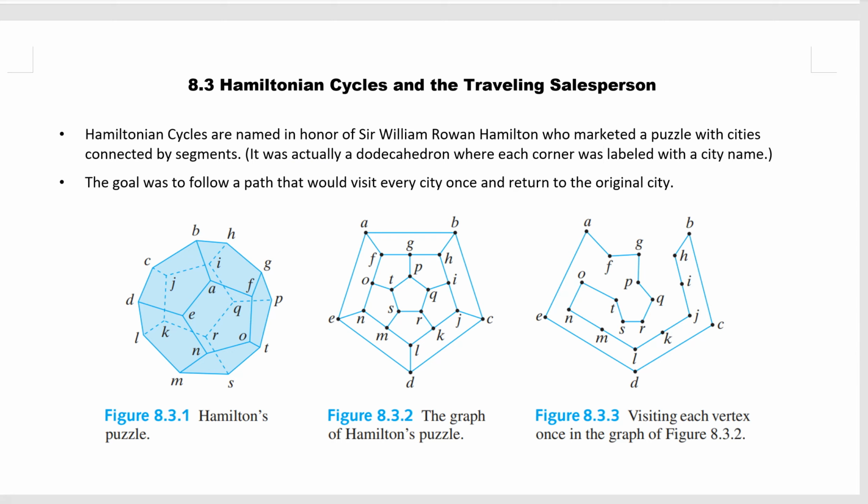So this is Hamilton's puzzle, a 3D picture. And if we draw it in two dimensions, this is the graph. So can we find a cycle that visits each city once and returns to the original city? You can see this is a cycle that visits each vertex once. Okay, so, definition.